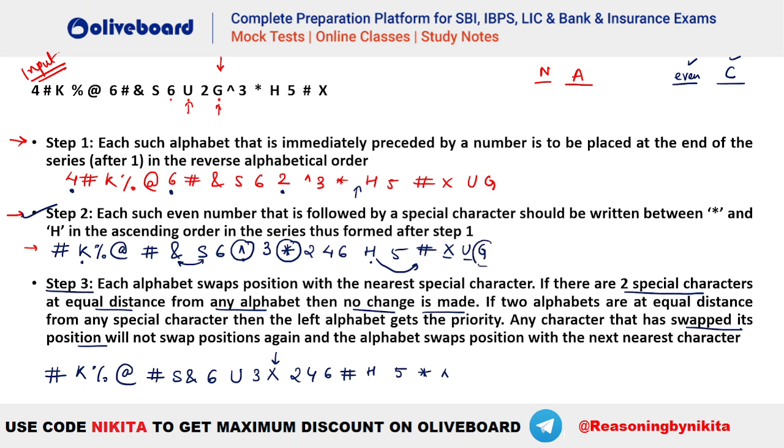Now this G, right? Who will this G change with? The next nearest character which has not changed its position, that is your ampersand. So you can see G and ampersand will change their positions. That is, G will come here and ampersand will go here. So this will be your G here and this will be your ampersand. So this is the final output that you will be getting here.